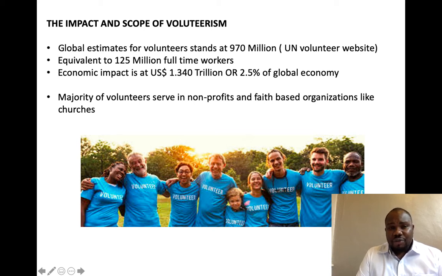The majority of volunteers are obviously in non-profits and faith-based organizations like churches. For instance, I come from a church where volunteers account for between 90 and 95% of the workforce, so making the issue of volunteers quite interesting to deal with.